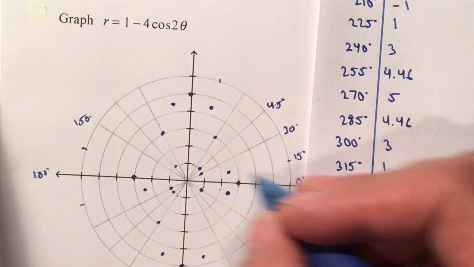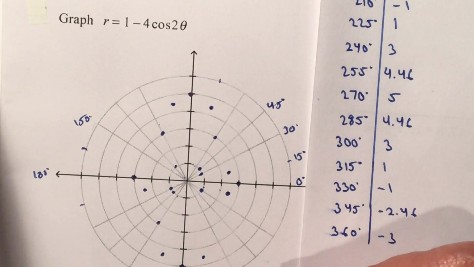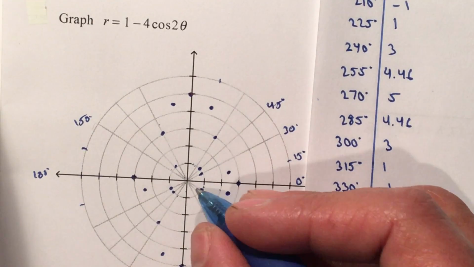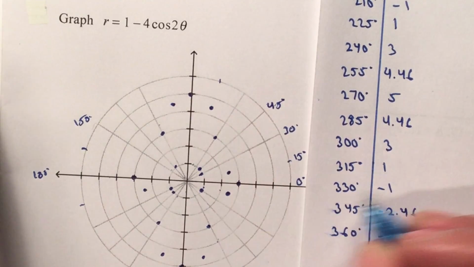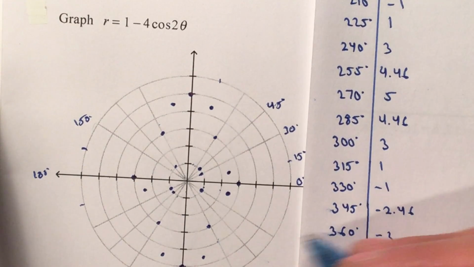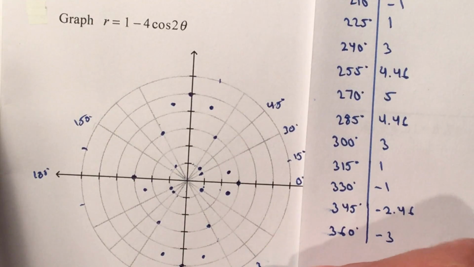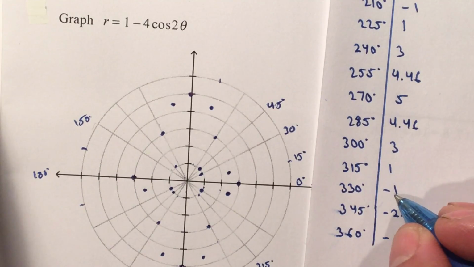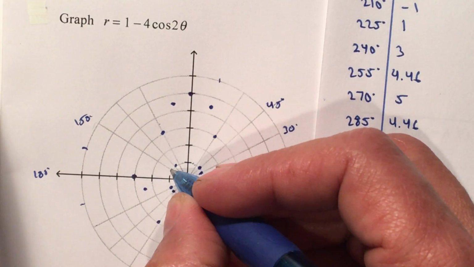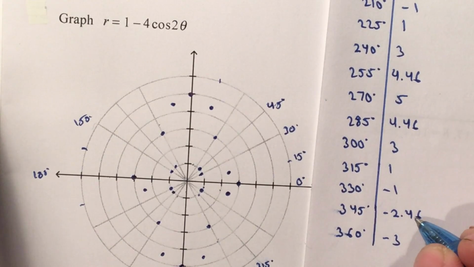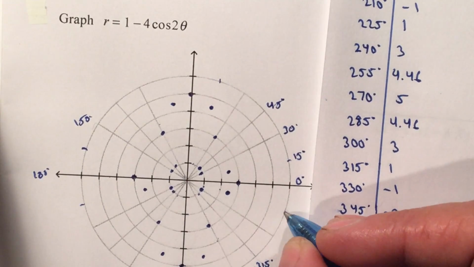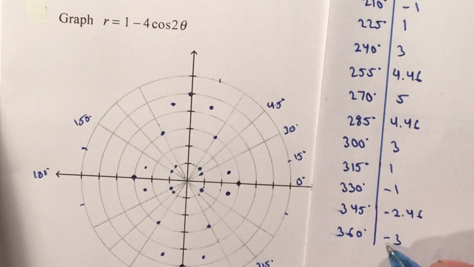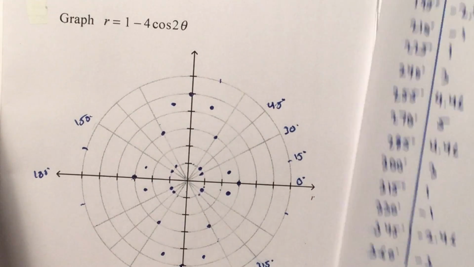And you'll see the pattern at this point. 300 will be 3. 315 is positive 1. 330 will be negative 1. 345 will be negative 2.46, so in the opposite direction. And then 360 will be negative 3, which is already there.